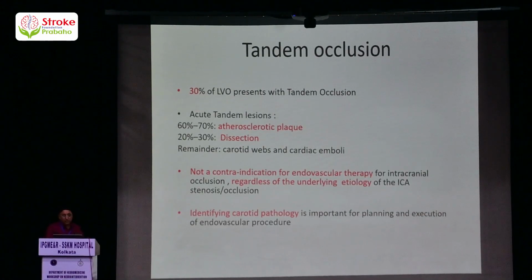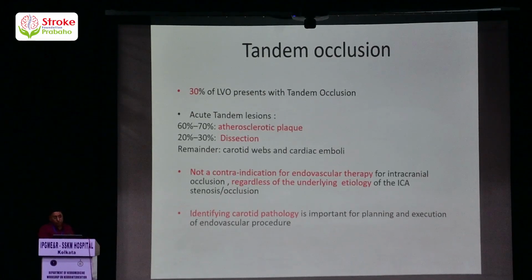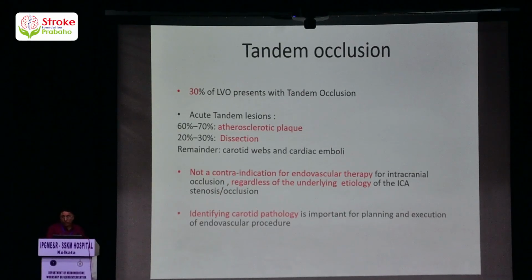In acute tandem lesions, in 60-70% of cases it is an atherosclerotic plaque. In 20-30% of cases it is a dissection, and the remainder may be carotid web or cardiac emboli, which can produce the tandem occlusion. Tandem occlusion is not a contraindication for endovascular therapy, and regardless of the etiology, whether atherosclerosis, dissection, or carotid web, you can still get good recanalization. But identifying carotid pathology is important for planning and execution of endovascular therapy. So first you must identify what carotid pathology you have.